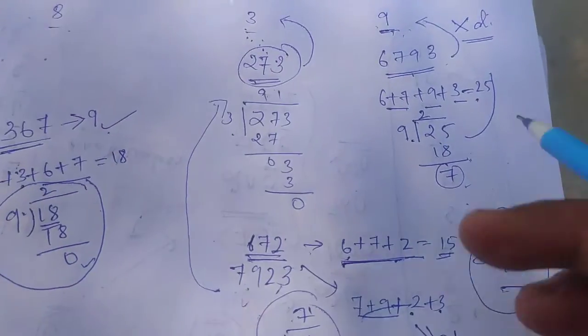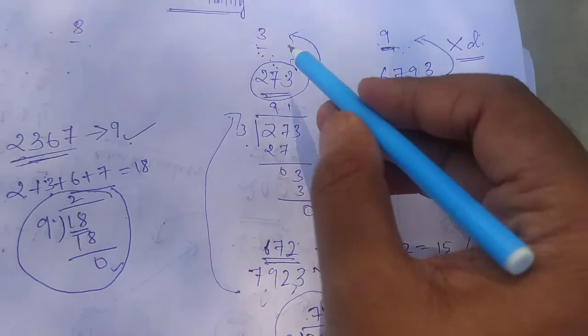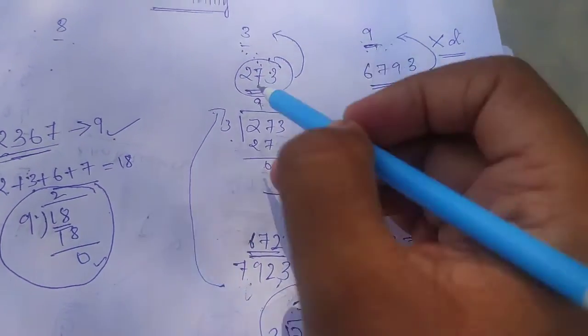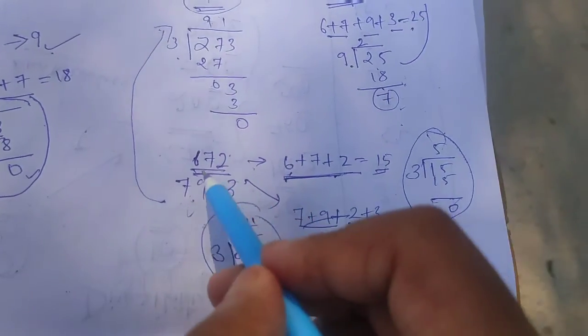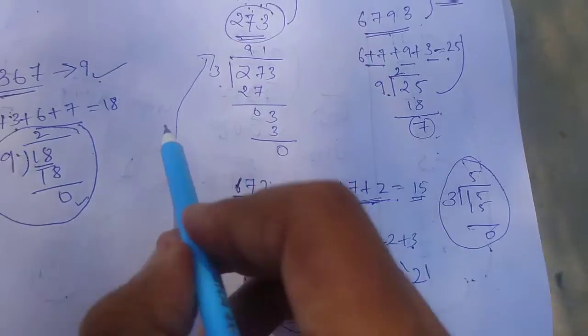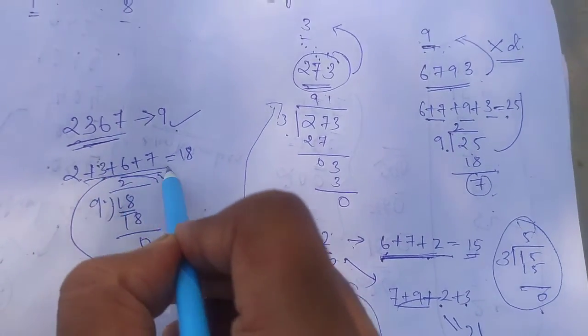So I will go again over 3 and 9. Add the digits. Like see, for 3 we added the digits. For 9 also we added the digits.